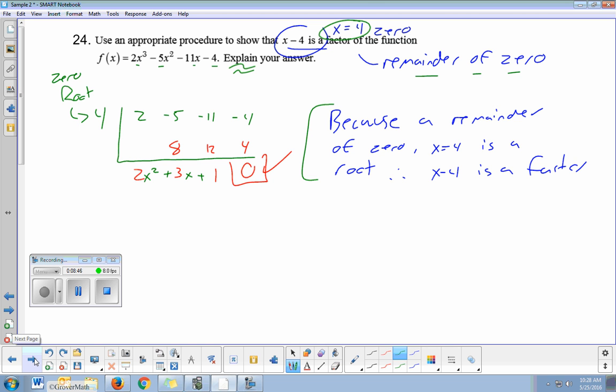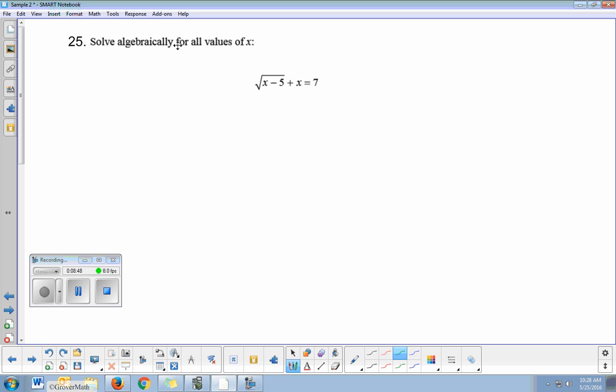All right, let's go for the last one, number 25. Solve algebraically for all values of x. Okay, this is a radical equation. And this is a square root right here, and I'm going to have to get rid of that. The way we undo square root is the inverse operation, of course, which is squaring. But I can't do that yet.